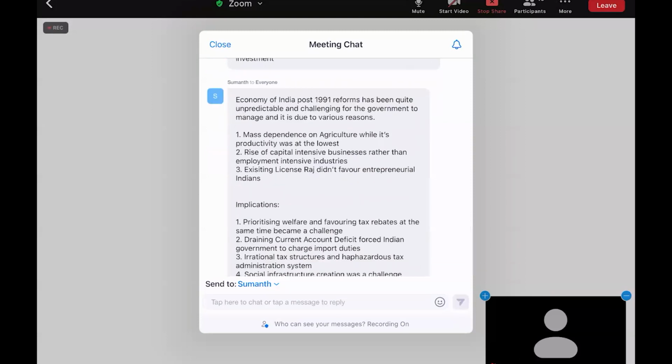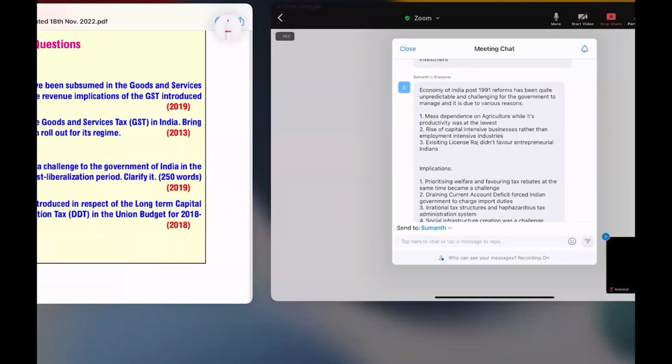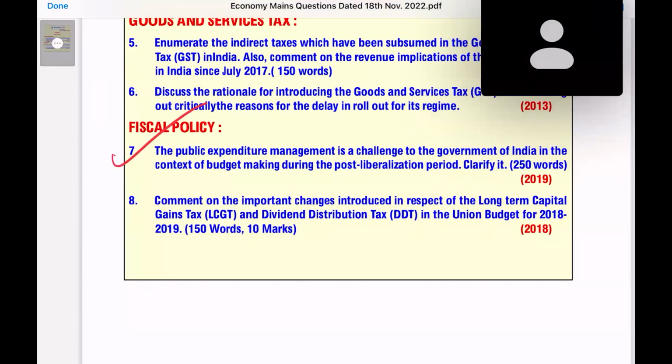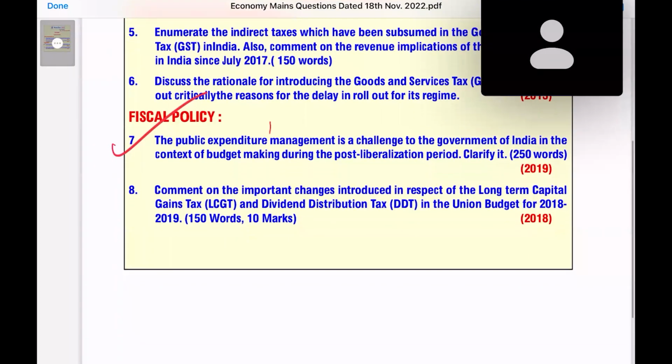Understood? Everyone understood the demand of the question? Sir, in economy, the importance is to understand the question. The public expenditure management, the PEM we popularly call it, is a challenge to the government of India in the context of budget making during the post-liberalization period. Clarify it. So, the very process of public expenditure management in the context of budget.